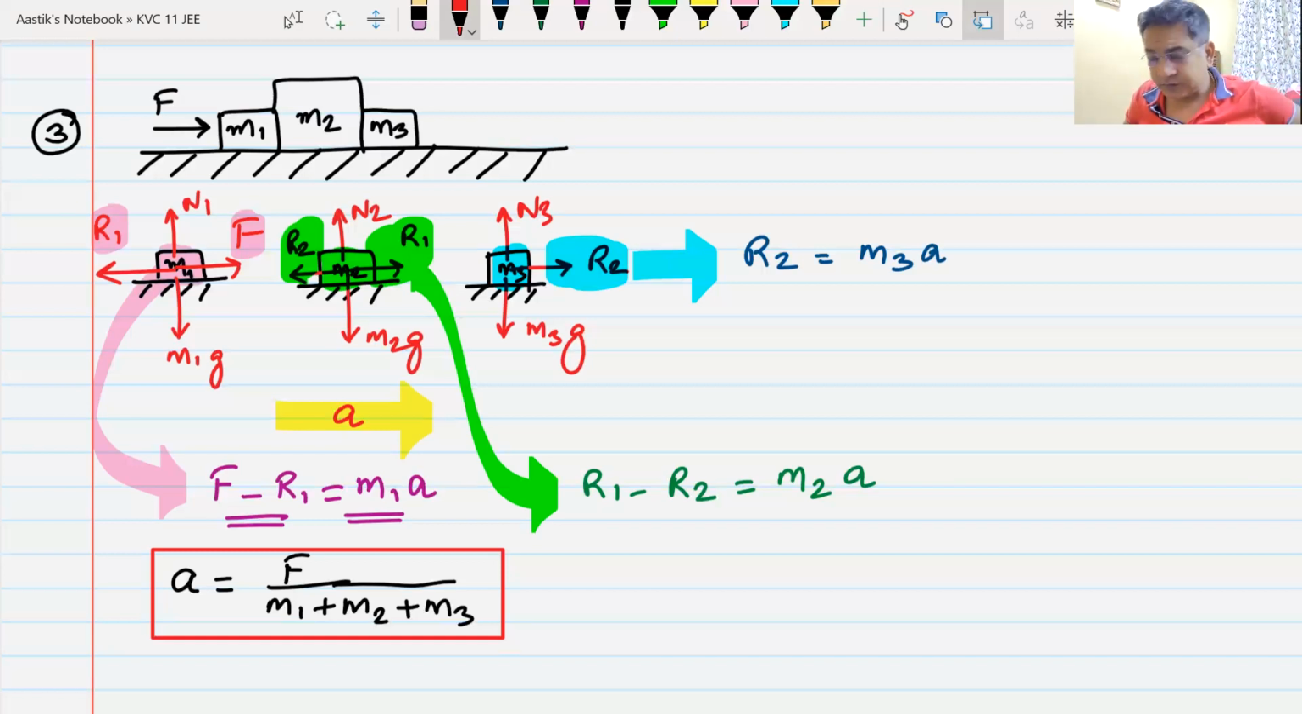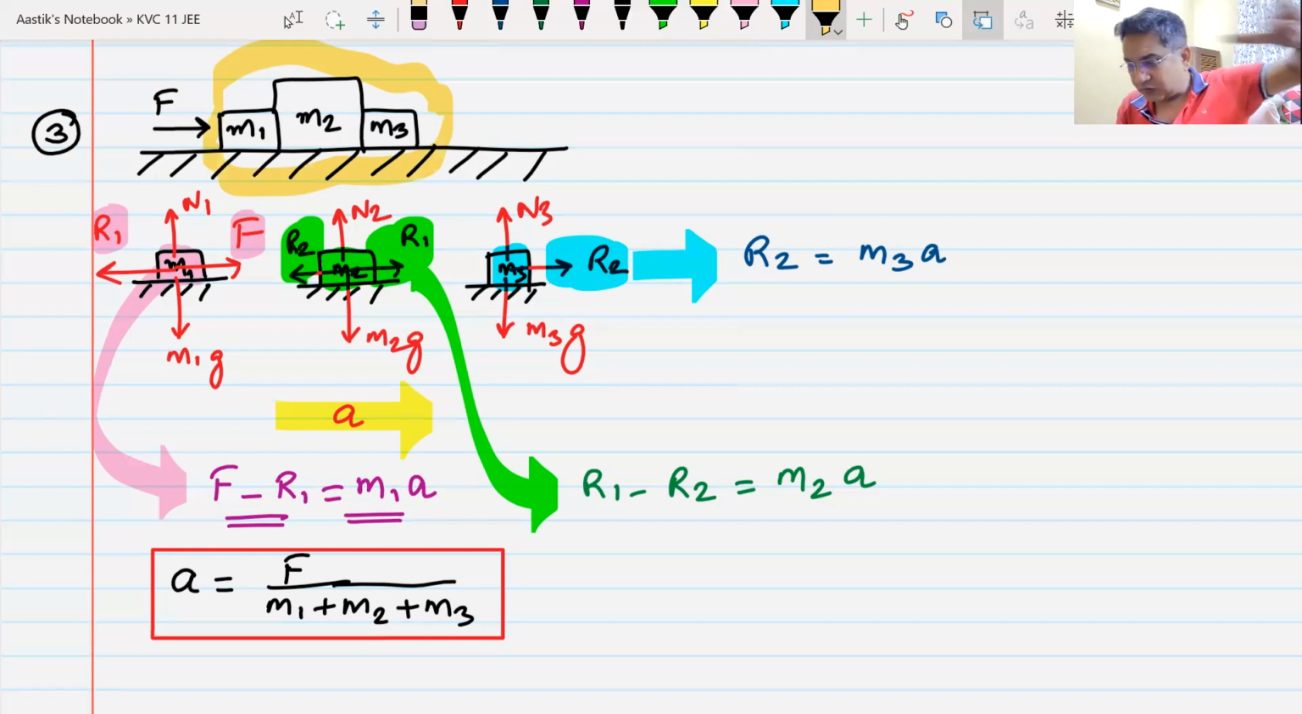Okay. Now, the other way to understand this in a different way is this. Now listen to me very carefully. Now, since all the three blocks are moving together, they are just like one block, basically. To just find their acceleration, what I can do is shortcut. I can take these three blocks as one system. The net external force on this system is F.